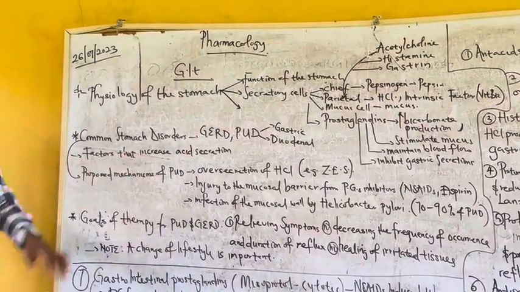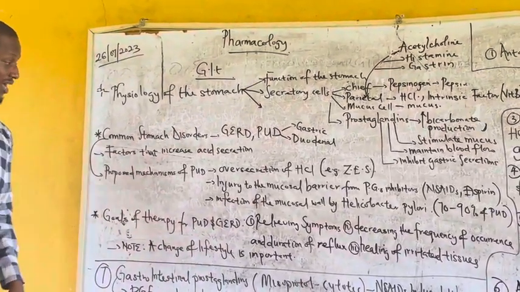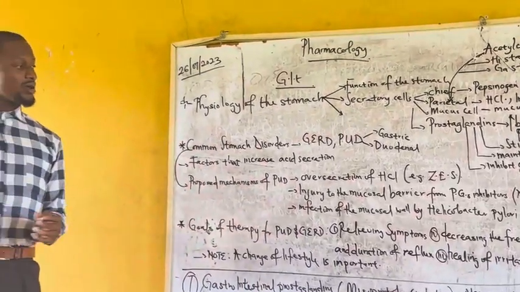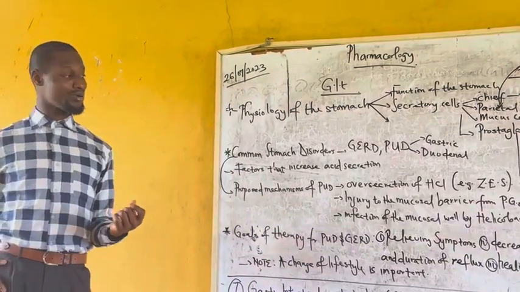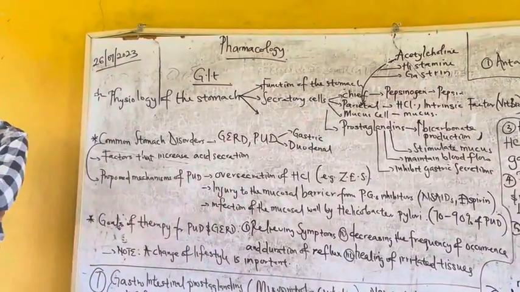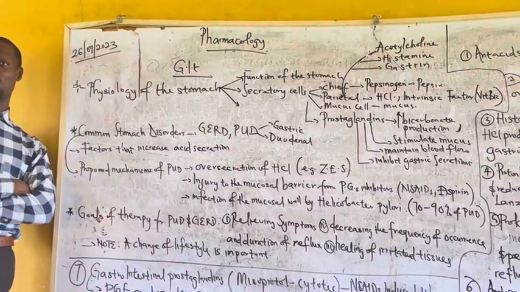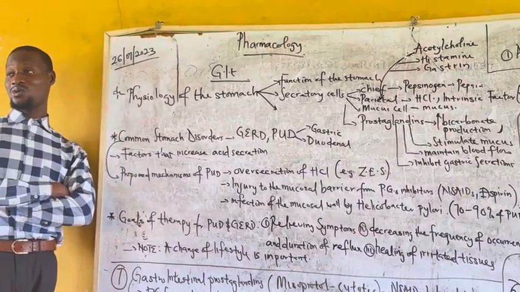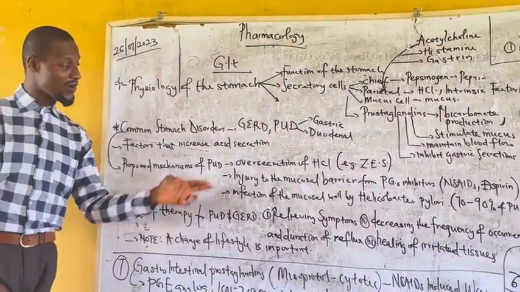Then looking at the factors that increase acid production: smoking, alcohol, spicy foods, and stress are major factors. Then we'll come to the proposed mechanism of PUD. We're trying to look at how PUD occurs. The first thing discussed here is oversecretion of hydrochloric acid. In some cases, it doesn't have to be a cancer. If the body produces too much acid, it will lead to ulcer, either the gastric or the duodenal ulcer. So oversecretion is a problem.